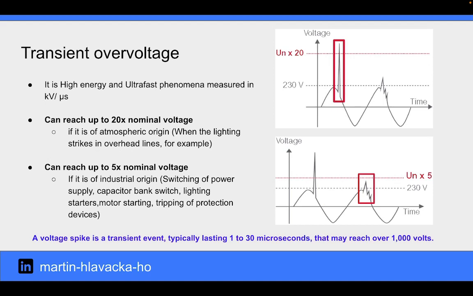Two types of overvoltage can occur in the network. The first is transient overvoltage. It is a high energy and ultra fast phenomenon that can reach up to 20 times the nominal voltage if it is of atmospheric origin, when lightning falls on overhead lines, for example, or it can reach up to 5 times the nominal voltage if caused by industrial equipment during power supply switching, capacitor bank switching, motor starting, or tripping of protective devices.